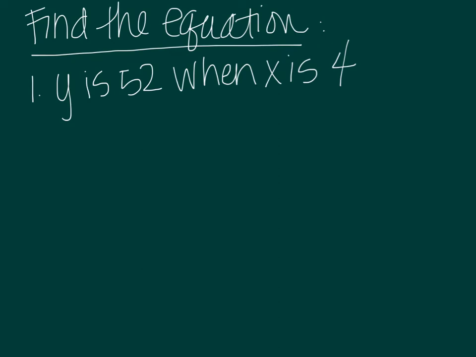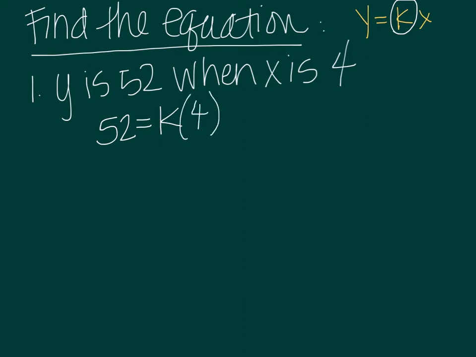Let's start with this first example, and all I want to do is find the equation. And remember, our equation is y equals kx. So what we are looking for here is the k. For this first example, it says y is 52 when x is 4. In order to figure out k, I need to solve for it. So I'm going to plug in 52 for y, keep the k, and write it first just because that does come first in our equation. And then I'm going to plug in 4 for x.